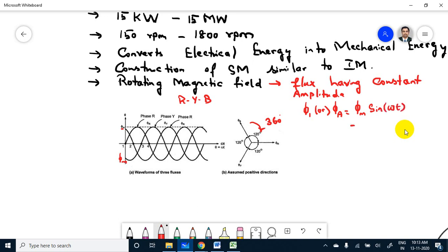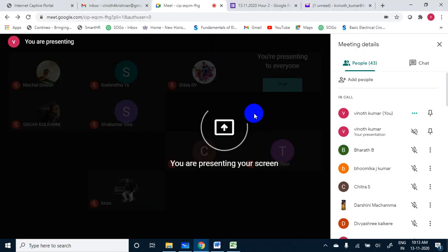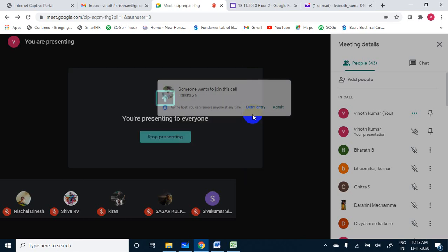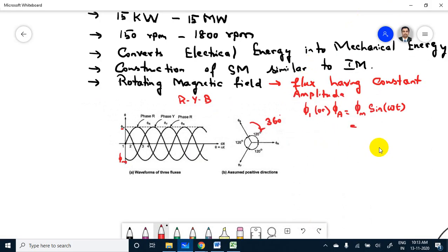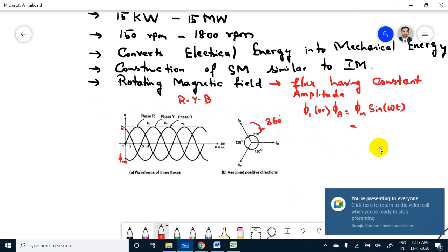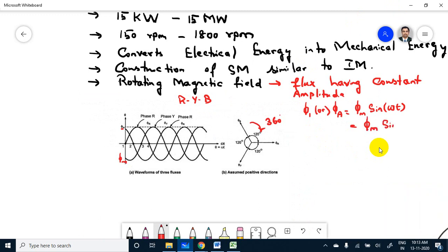Phi m into sine omega t, and this omega t is nothing but the angle theta. So phi r equals phi m sine theta. Okay, this is for phi 1, the R phase. That's what I have written in red color.